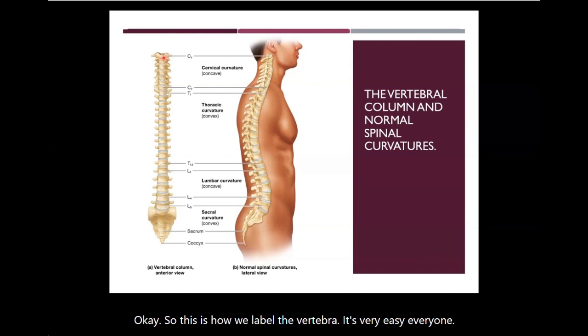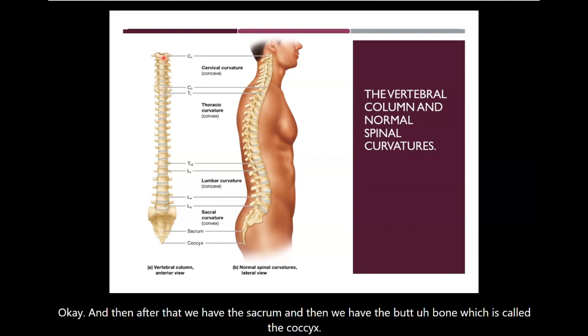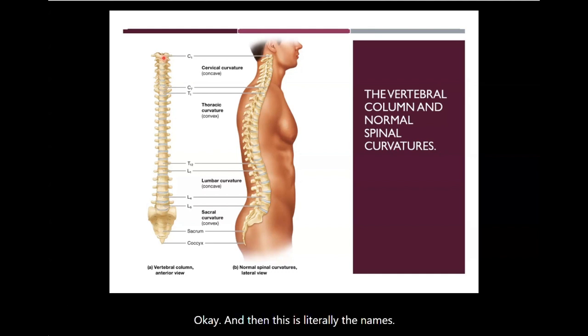It's very easy, everyone. The cervical goes from C1, C2, C3, C4, C5, C6, C7. The T's go from T1, T2, all the way till T12 in that order. And then we have L1, L2, L3, L4, and L5. Okay? And then after that, we have the sacrum. And then we have the butt bone, which is called the coccyx. Okay?